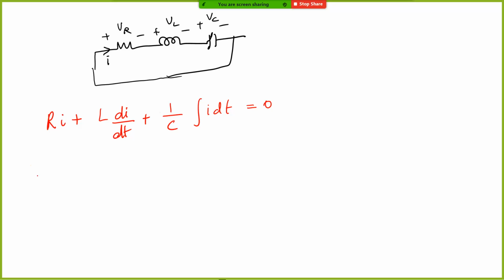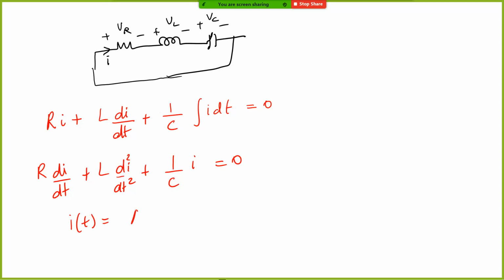Basically, you differentiate the whole thing, so it becomes R di by dt plus L d squared I by dt squared plus 1 by C into I equals 0. So now again, it is the same form. Here I of t has the solution, which is a1 e to the power of s1t plus a2 e to the power of s2t. Okay, so you can write the characteristic equation, right? What is the characteristic equation here?